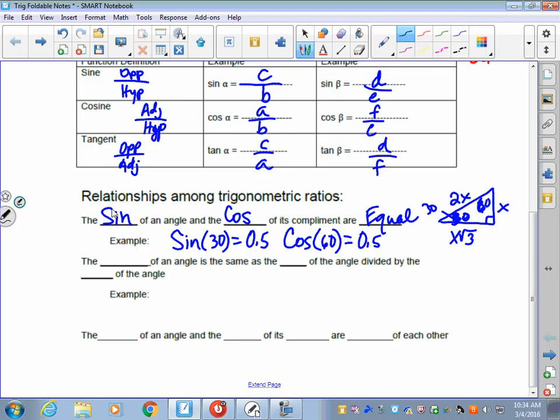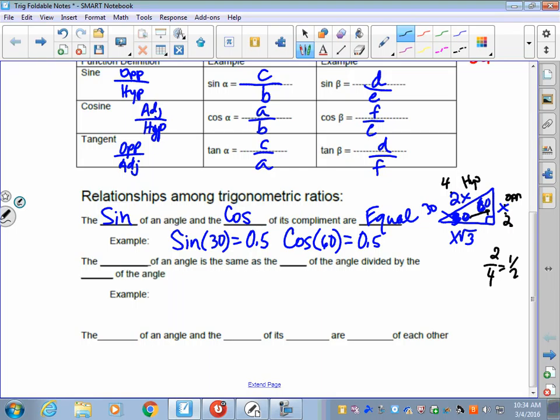All right, give me a side. Pick a side that you want for your short leg. Any side, because this x could be any number. Give me a number. 2. Okay, so let's say our short side is 2. That means that our hypotenuse would have to be 4. So if I'm doing the sine of 30, that is the opposite over hypotenuse, right? So what is 2 over 4? Equal 1/2, and 1/2 is 0.5.